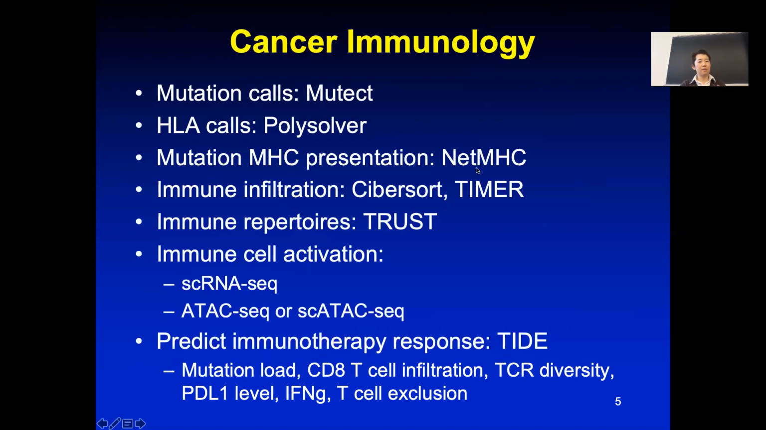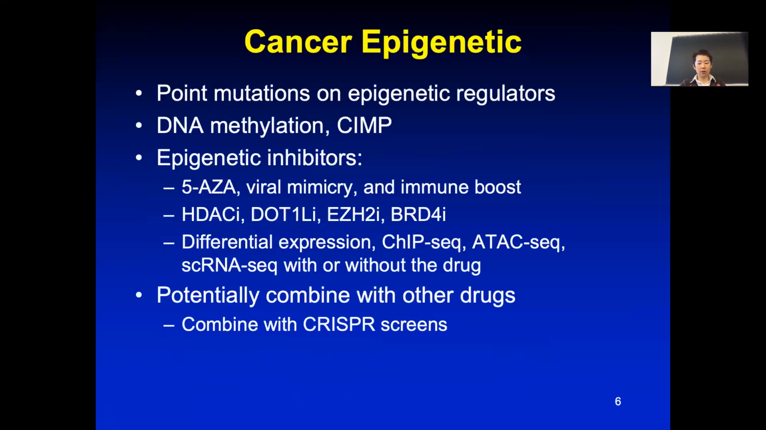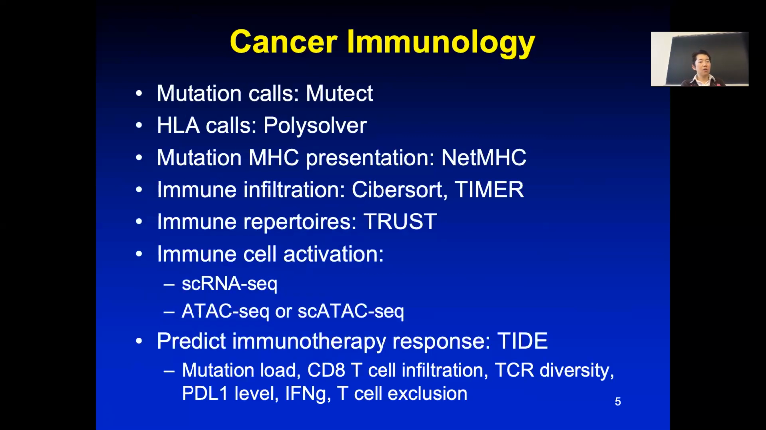So this NetMHC algorithm can predict, based on the HLA type, which mutations get presented on the cell surface. We need to look at what cells are infiltrating the tumor microenvironment, and based on the bulk RNA, you can already do deconvolution or gene set enrichment to figure out whether the bulk tumor has more CD8 T cells or more dendritic cells and things like that.